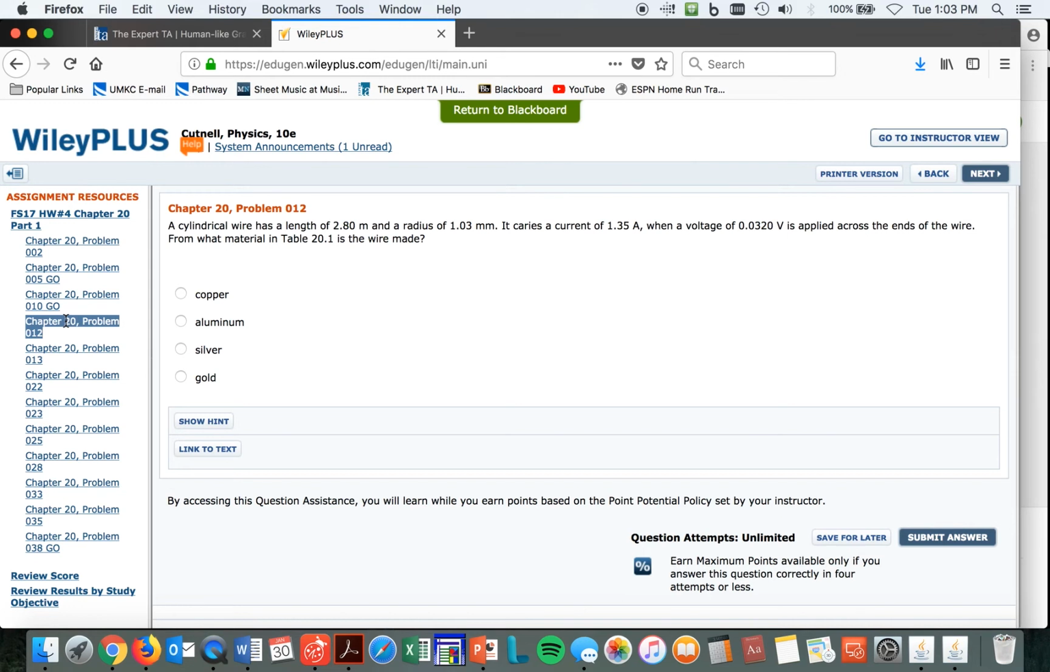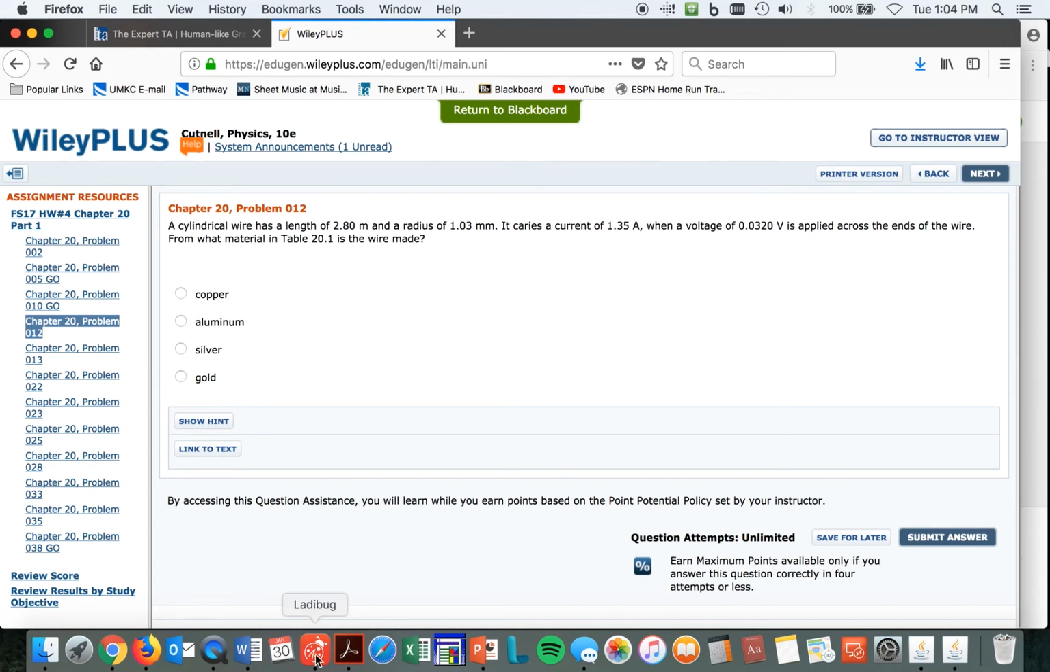From what material is the wire made? This is a good question because this is what we would do in a lab to figure out the resistivity of something. We'd hook something up to a voltage, run a current through it, turn it on. We can measure the current, we can measure the voltage, and go, okay, now I know what the resistance is, because V is equal to I times R.